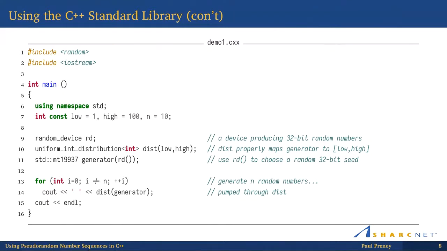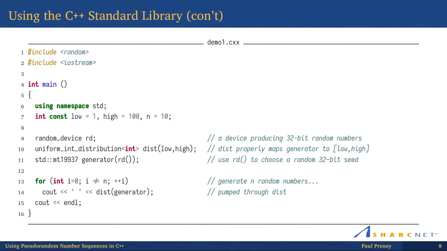And so if you're wondering why the round brackets after RD, it's because it's a function object. So after it's declared as a variable, if you use it with round brackets, you're actually getting a new random value. Okay, if you're new to C++, it's done with function call overloading.